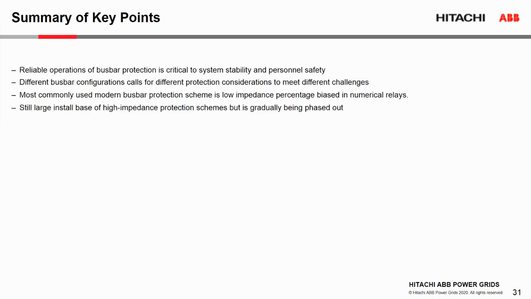Summary: reliable operation of busbar protection is critical to system stability and personnel safety. Differential busbar configuration calls for different protection considerations to meet different challenges. The most commonly used modern busbar protection scheme is low impedance right now. There's still a large install base of high impedance protection schemes, but it's gradually being phased out, and this is being supported by the poll we did today. So this is the end.